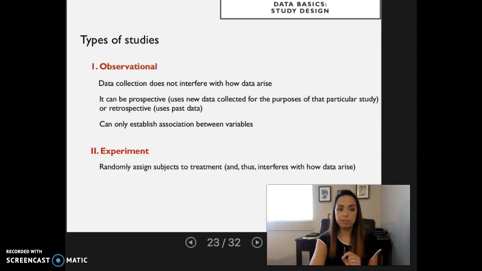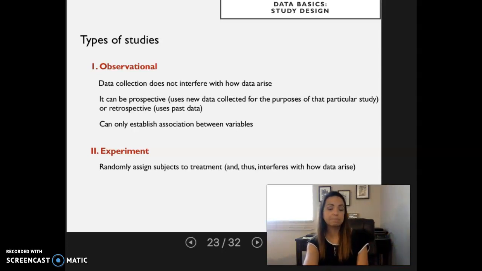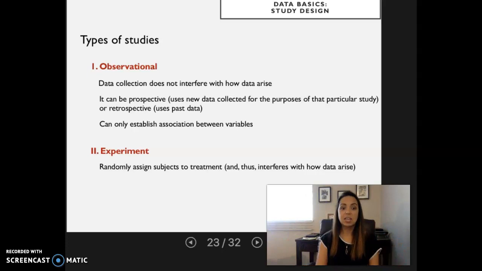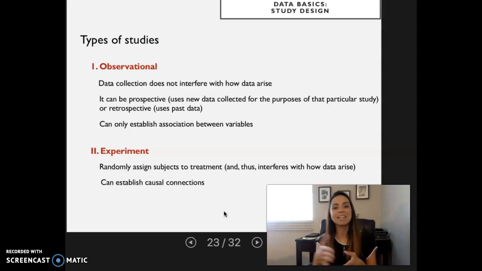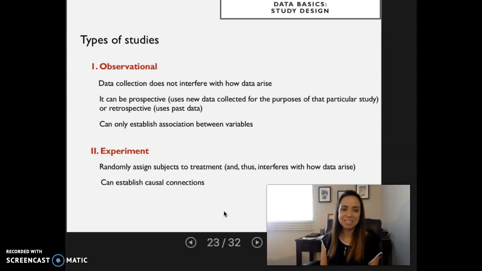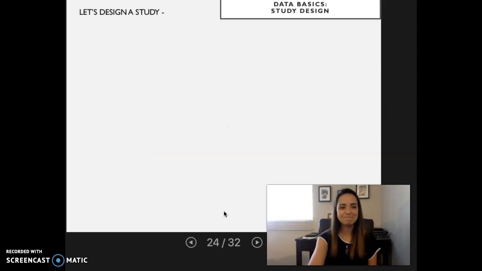In an experiment, however, you have random assignment of subjects to treatment, to particular interventions, and thus you interfere with how data arises. We'll see examples in a minute. Because of that interference, you get to establish some causal connections, because you introduce a temporality in your experiment. Remember, causes come before consequences. That's one view of causality, at least.